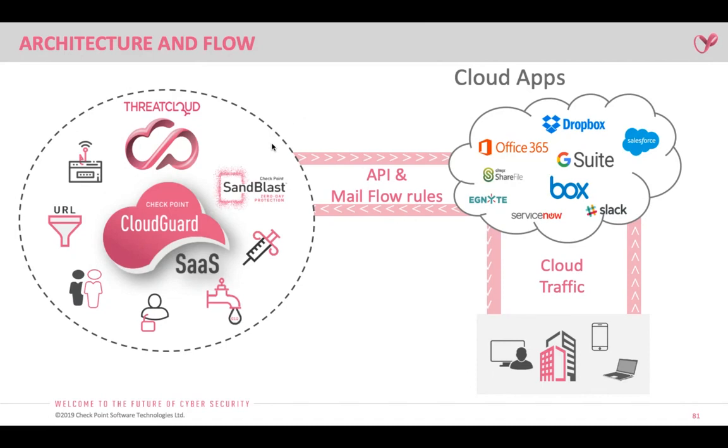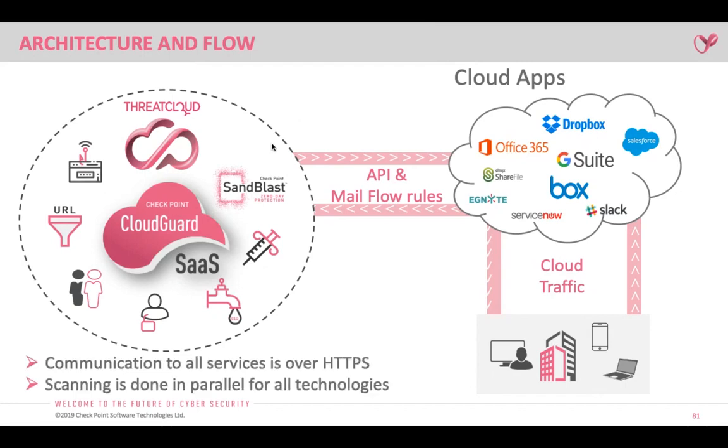We know that there are a couple of solutions in the market which act as a proxy in front of the service provider. So what you need to do is modify a couple of MX records, or modify the domain settings, right? Which is quite different from CloudGuard. CloudGuard being an API-based integration, you don't really have to proxify any connection.